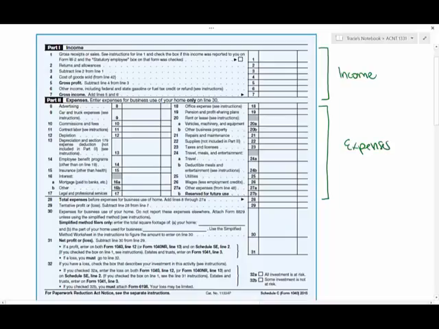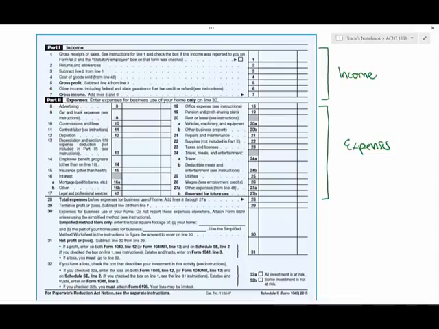And you can see that most of what you would consider to be regular expenses are allowed. Things such as advertising and insurance and rent and taxes that the business pays and utilities. So this would be our Schedule C.